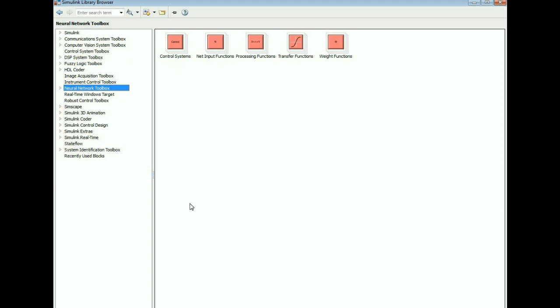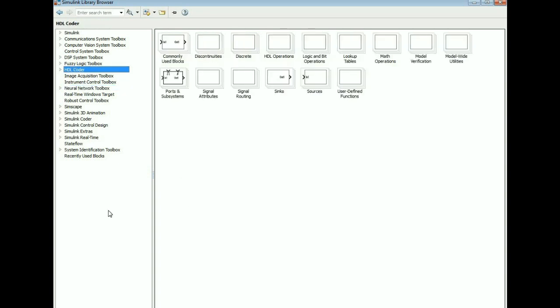Next, the Neural Network Toolbox. Neural networks also relate to artificial intelligence. It depicts the neural model like that of our body. It is implemented with machine learning.